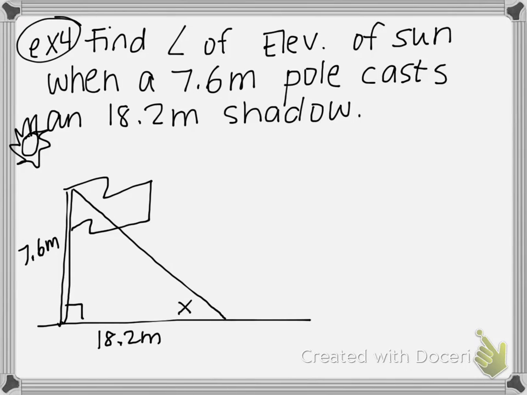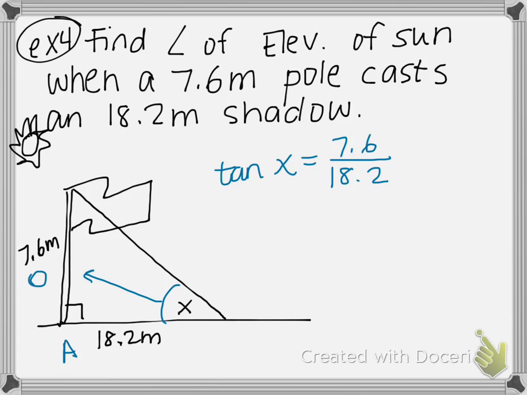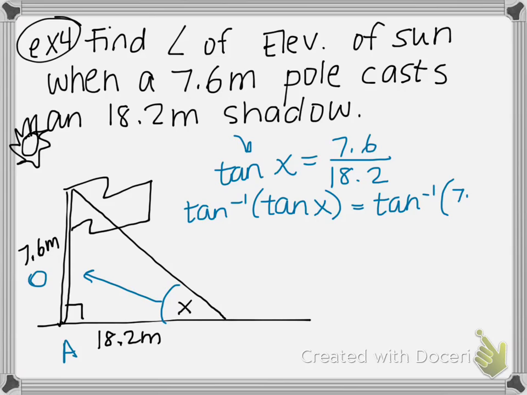So then from our angle, we have our opposite and our adjacent. So we're going to use tangent of x equals 7.6 over 18.2. Now we're using the tangent function, so we're going to use tangent inverse of both sides to try and find what our angle is going to be. So when you go ahead and put that into your calculator, remember this part will cancel out. So we have x equals the tangent inverse of 7.6 divided by 18.2.